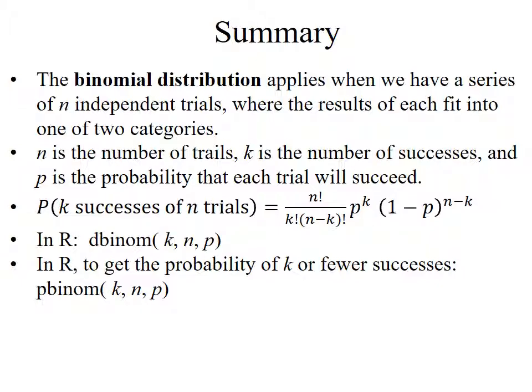In R, we can do this straightforwardly with the dbinom function, which gives us the probability of having exactly k successes out of n trials with a p probability of success. Or if I want the probability of k or fewer successes, I want to add up all of those, I use pbinom of k, n, p.